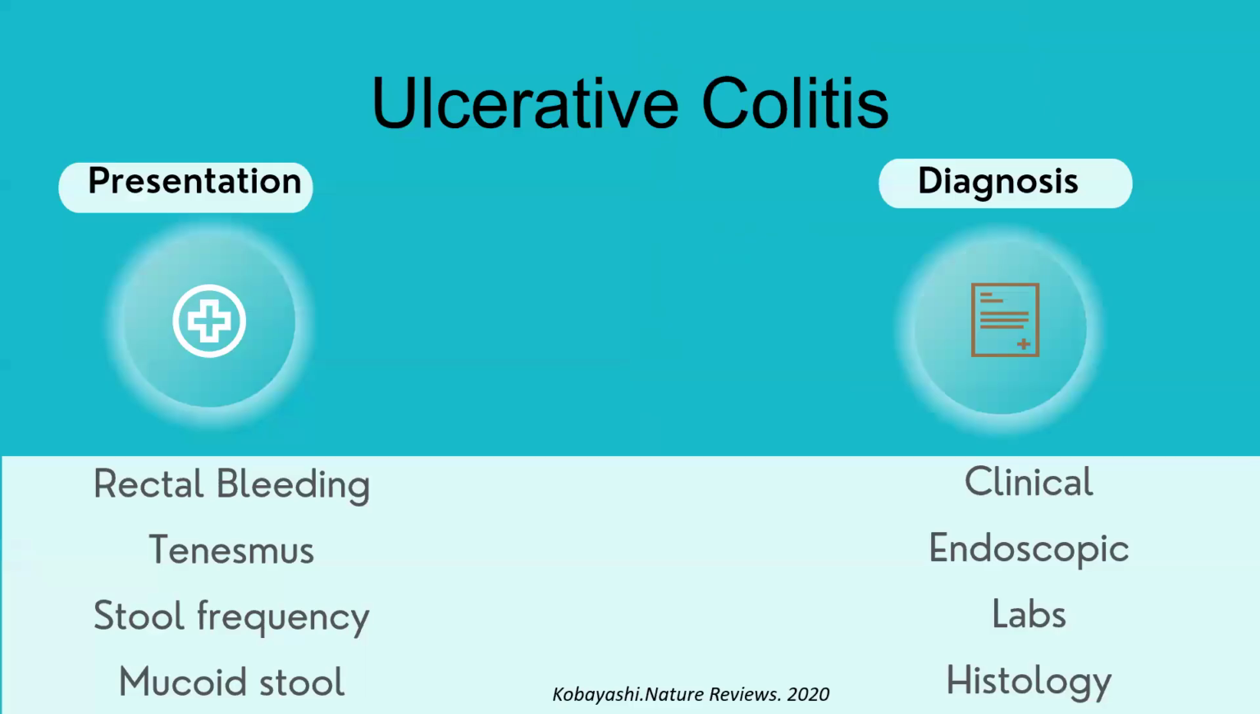Still, specifically about ulcerative colitis, the typical presentation is rectal bleeding, increased frequency, as well as the urge to pass stools. Other than bleeding, patients can also present with mucoid stool. There isn't any gold standard for diagnosis of ulcerative colitis, but it is a constellation of your clinical presentation, your findings on endoscopy, and suggestive labs, as well as histology that can be suggestive of IBD or ulcerative colitis.